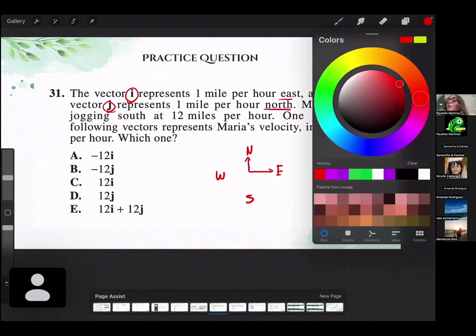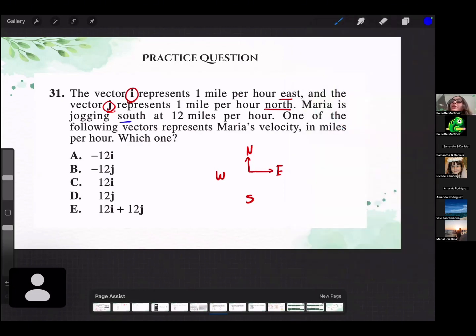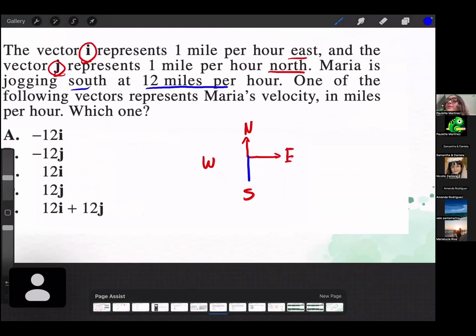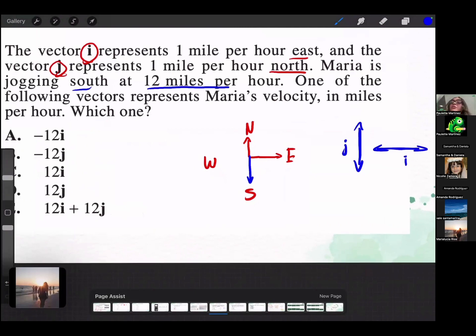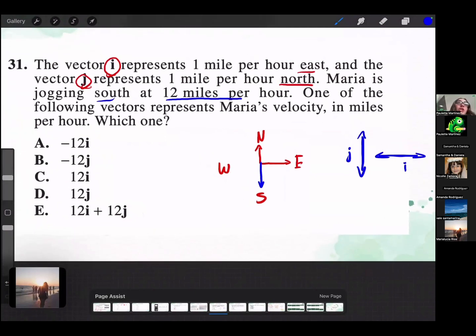But in this problem, the girl is walking in the other direction. She's going south, right? So she's going this way. On what vector is she walking? Is she walking on the vector that's going like this, or the vector that's going like this? By the way, this is vector J, up and down. Yeah, so she's walking up and down. So she's on vector J.